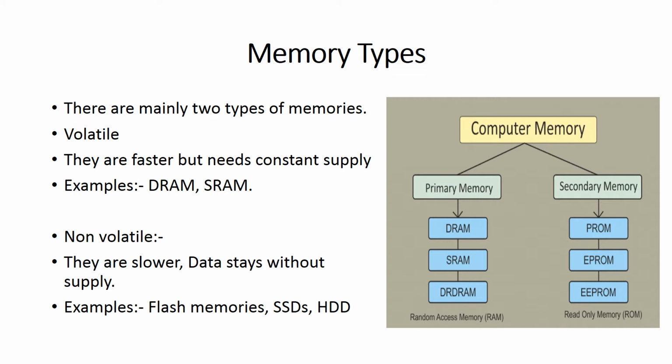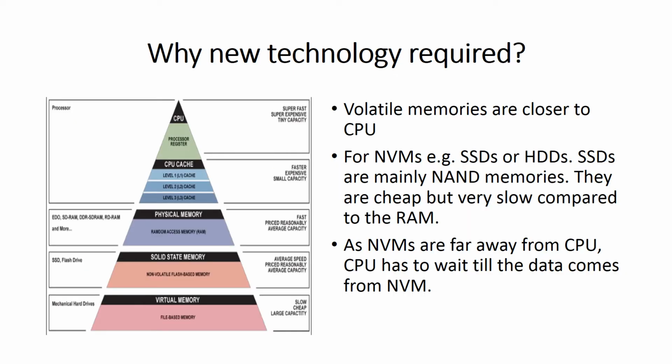So examples of volatile memories are DRAM and SRAM. Non-volatile memories are a bit slower as compared to volatile memories, but data stays in non-volatile memory without power supply. And the examples of non-volatile memories are flash memories, SSDs, and hard drives. So why do we need this new technology? As the technology that we are using is very old.